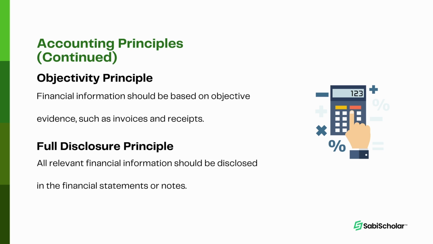Now, number five is the full disclosure principle. All relevant financial information should be disclosed in the financial statement or notes. Everything that has to deal with that period should be disclosed. You should not hide anything. As an accountant, it is not legal to do so.